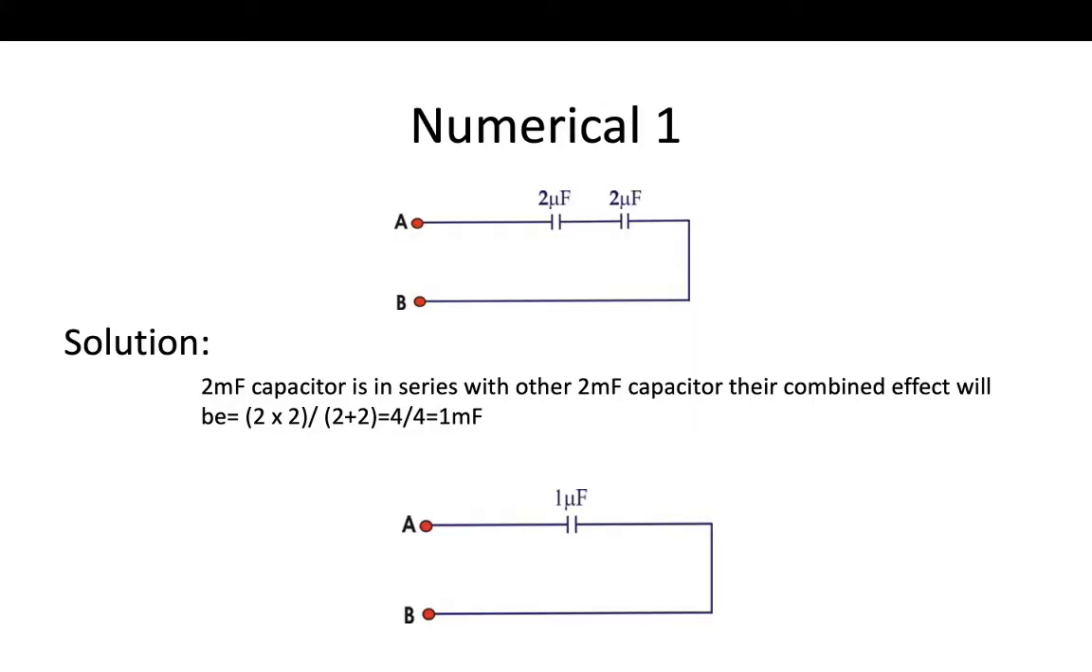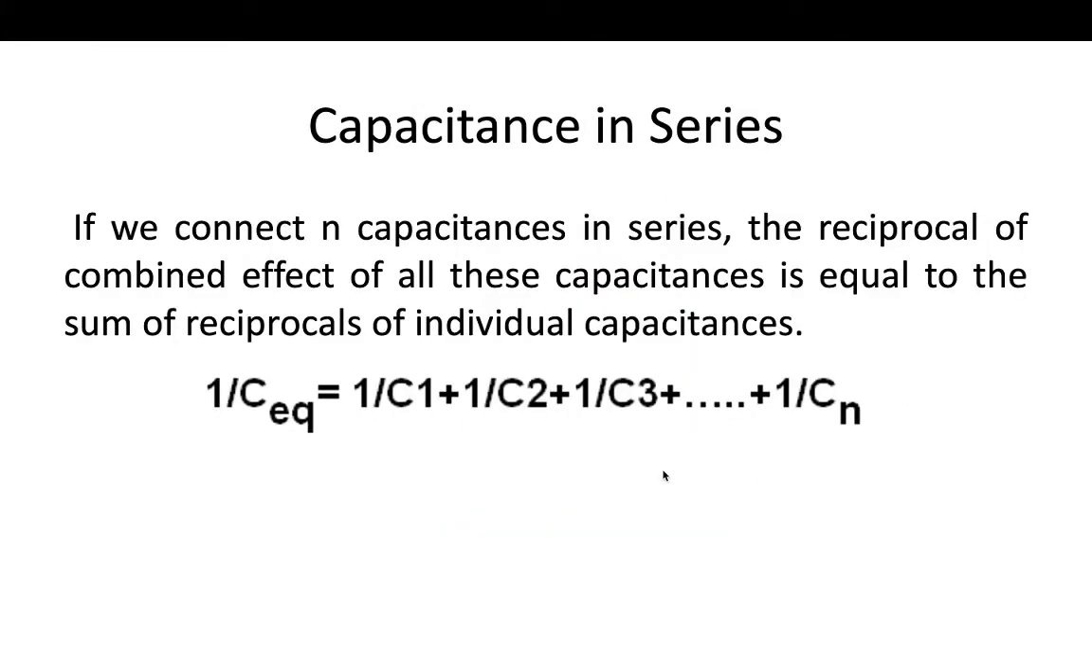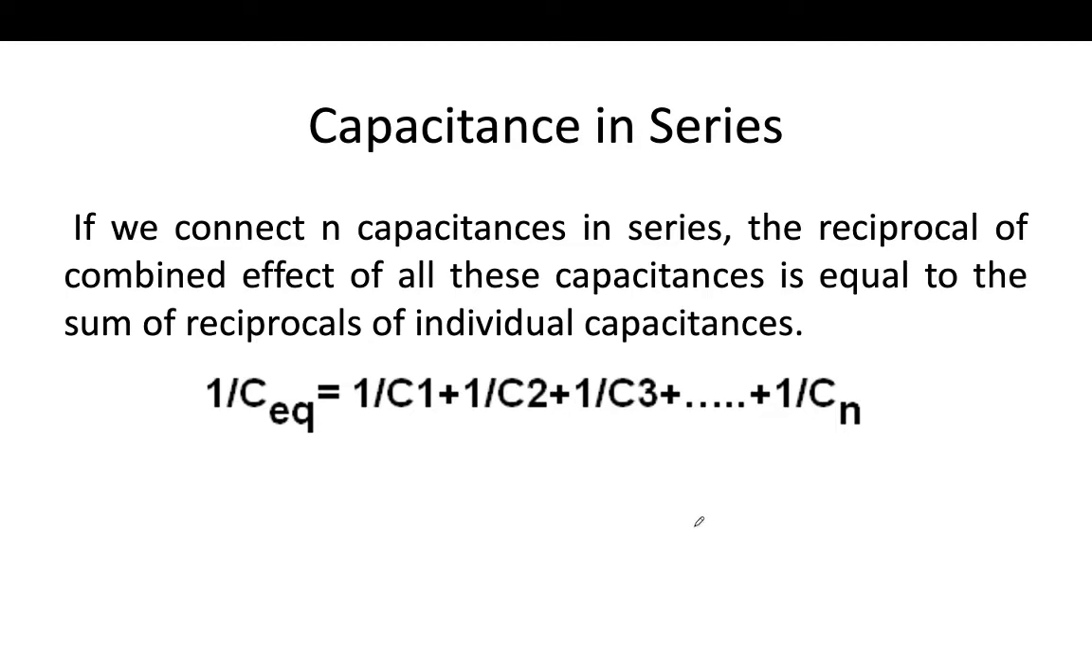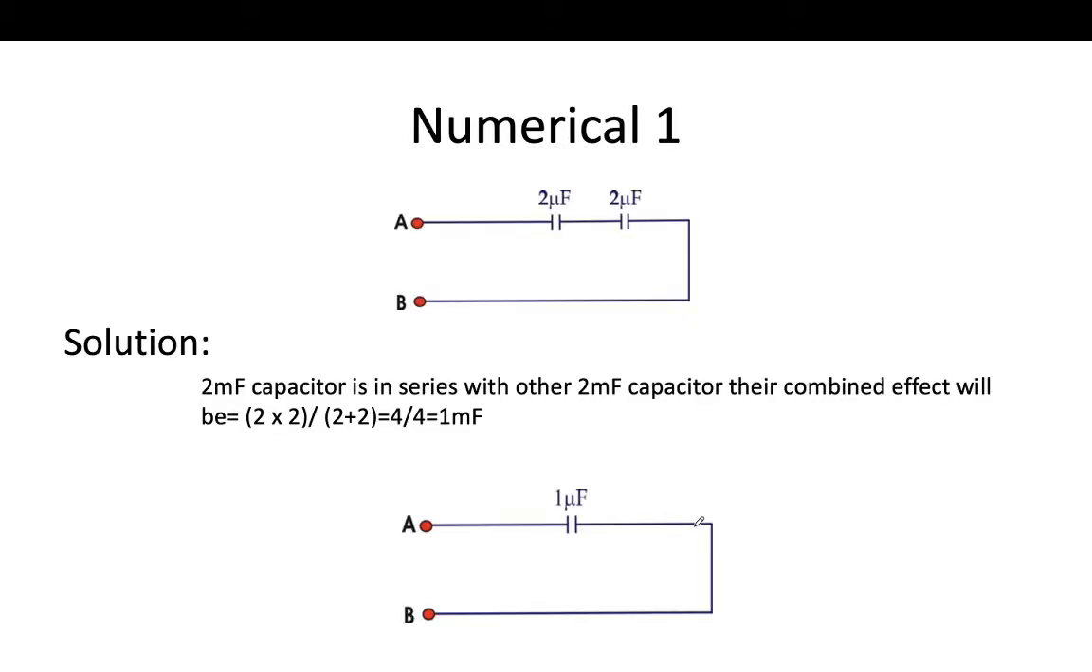So let's start with the capacitance. Capacitance in series. If we connect capacitors in series, the reciprocal of the combined effect of all the capacitance is equal to the sum of the reciprocals of the individual capacitances. So let's see the example.